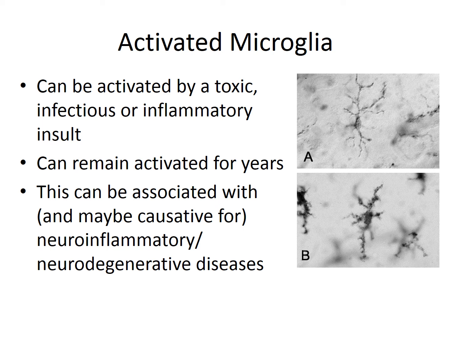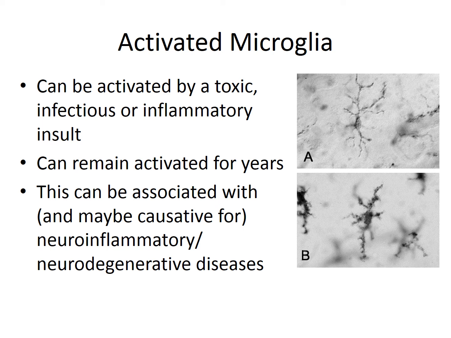And microglia in a non-immune stimulated brain are going to look quiet. If there's an insult, they can become activated, and you can physically see the difference in what they look like. A is the inactivated, and B is the activated microglia.